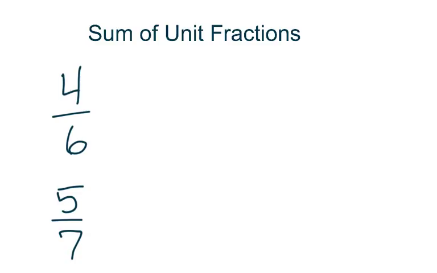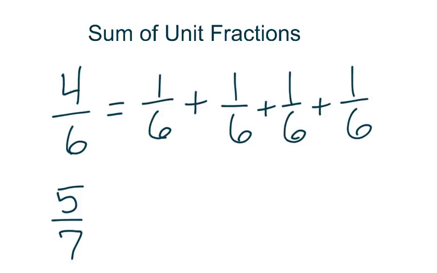I want you to write 4/6 as the sum of unit fractions. Remember, sum means we have addition going on. So what would 4/6 look like as the sum of unit fractions? If we were writing 4/6 as a sum of unit fractions, we would have to have 4 unit fractions with a 1 in the numerator, because our unit fractions have our 1s in the numerator, so we'd have 1/6, 4 times adding them together.